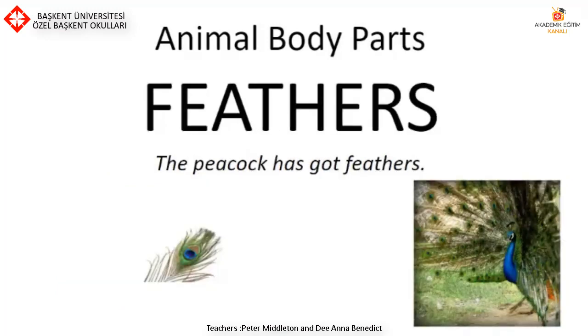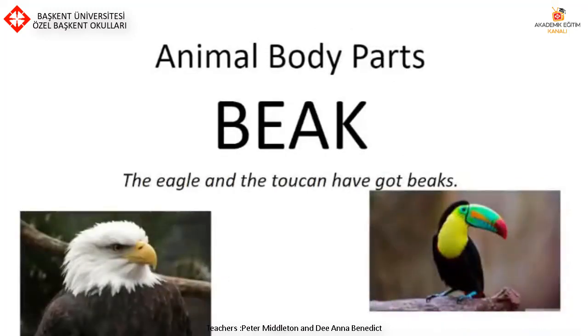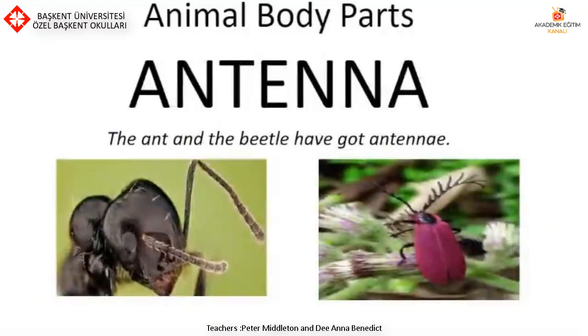Feathers. Look at the peacock. It has got feathers. How beautiful they are. This is a beak. An eagle and a toucan have got beaks. You can also have some birds that have bills. This is an antenna. The ant and the beetle have got antennae.